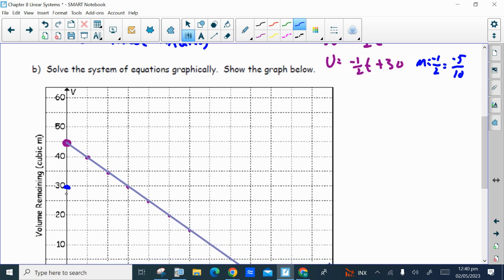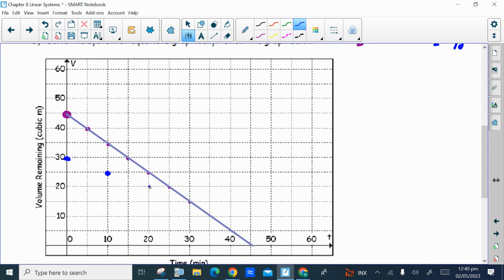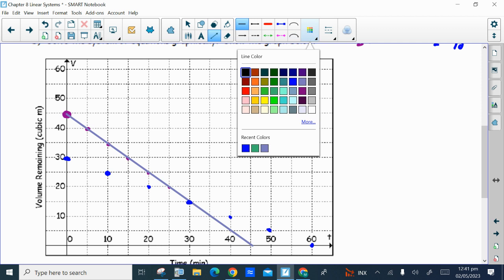So from this y-intercept, we're going to go down 5 and over 10. So that's down 1 unit and over 2 units because each unit counts for 5. Down 5 and over 10, repeating this step again and again. So here's our second line.